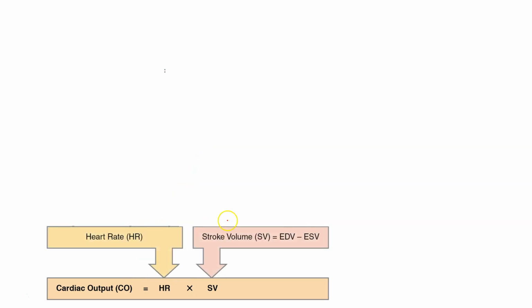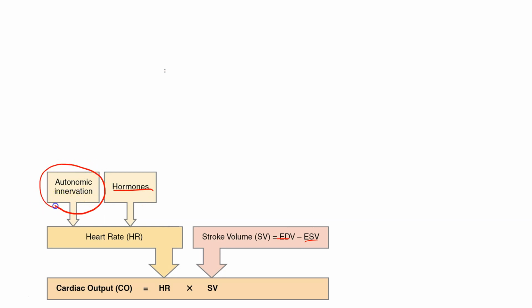All right, let's get a little bit more complex. There are two factors, heart rate and stroke volume. Stroke volume is determined by this thing called EDV and ESV. We'll talk about those in a minute. Heart rate is controlled by a couple of different things. One is that there are a variety of hormones that can be released to change how fast the heart is beating. But there's also, and probably the predominant one, the autonomic innervation.